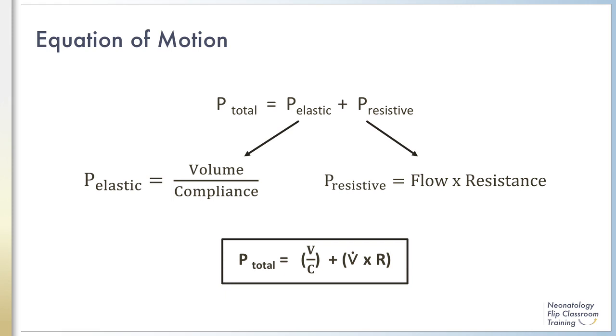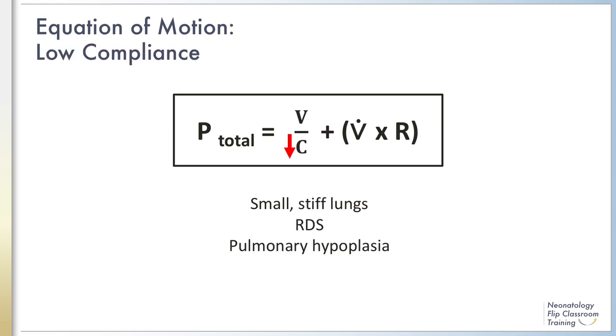Another portion of the total pressure is used to overcome the resistive characteristics of the respiratory system to create airflow. Resistive pressure is proportional to both flow and resistance. The total pressure required for movement of gas is equal to the sum of elastic and resistive pressures. This equation shows us that driving pressure is directly proportional to volume, flow, and resistance, and is inversely proportional to compliance.